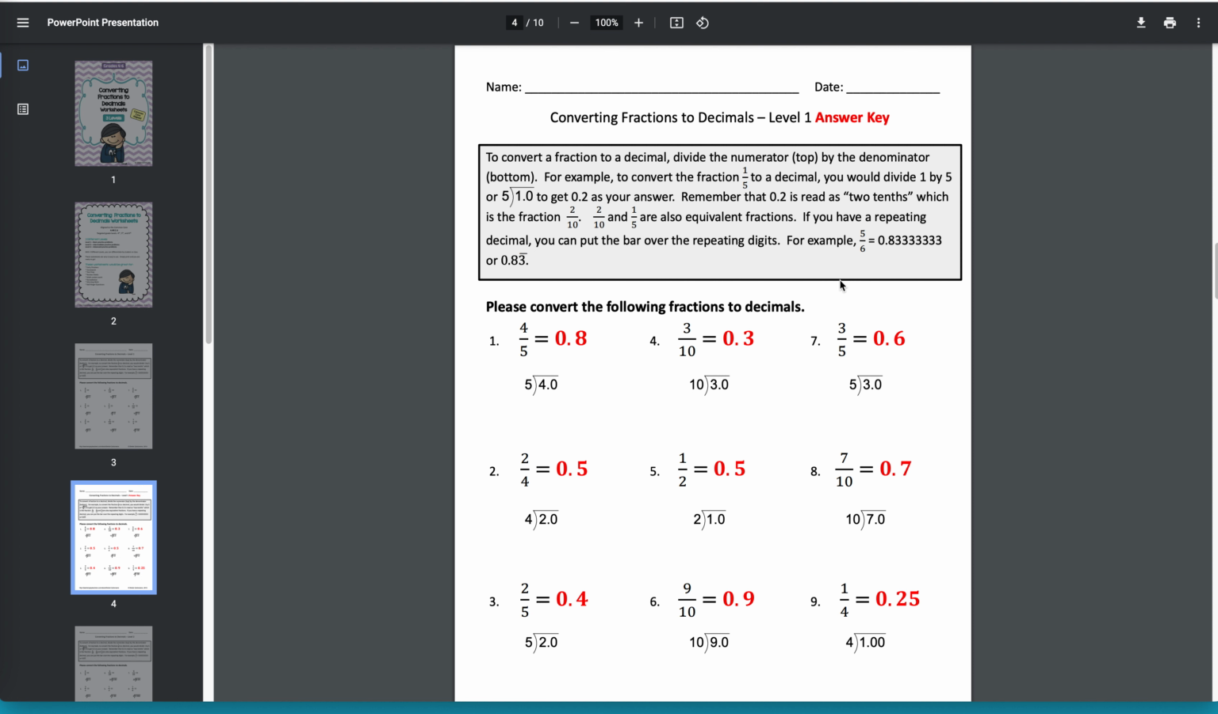So one of the things I love about this resource is it has this gray box at the top, and this kind of gives you some helpful hints on how to teach it. It's great for students when they take it home for homework. Parents get a little reminder on how to do things. But it basically says, to convert a fraction to a decimal, divide the numerator by the denominator. For example, to convert the fraction 1/5 to a decimal, you would divide 1 by 5, and you'd have it written like that to get 0.2 as your answer.